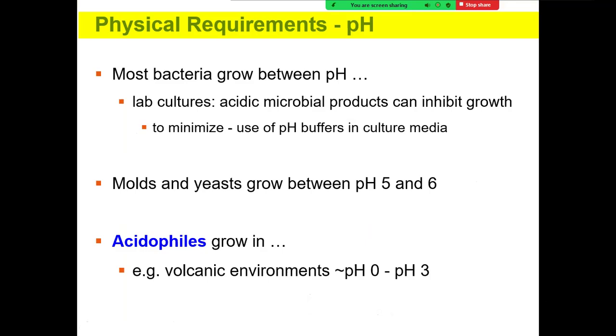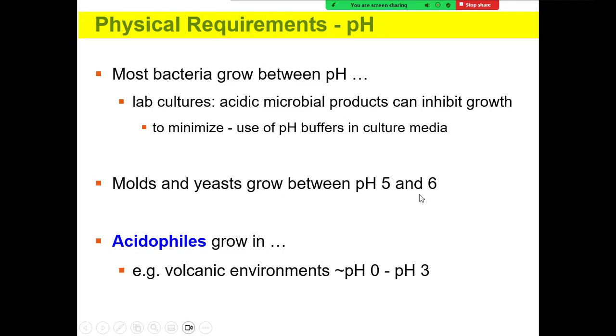Most bacteria grow best around pH 7, so something like pH 6 to 8 or 6.5 to 7.5. Yeah, something around pH 7. Lab cultures. This is a problem for lab cultures because the bacteria tend to grow and then make acidic microbial products, which can then inhibit the growth of the microbe. We tend to minimize this in a lab culture, meaning if you get a tube of media from the lab and then grow your culture in it, we use pH buffers in the media to reduce the rapid change in the pH from the microbes. And that way the microbes can grow longer because the pH is buffered. It'll stay around pH 7 for a longer period of time.